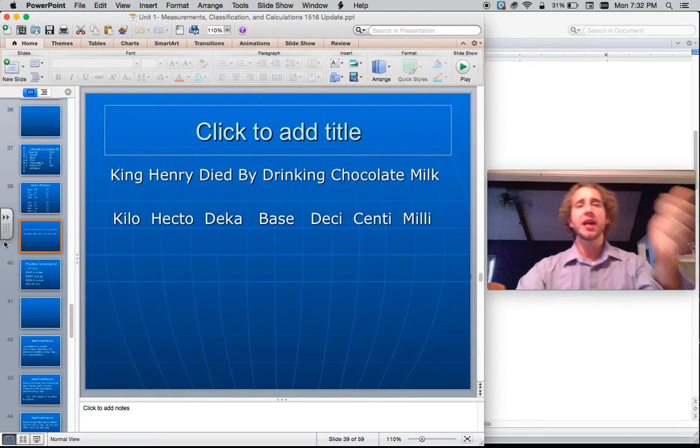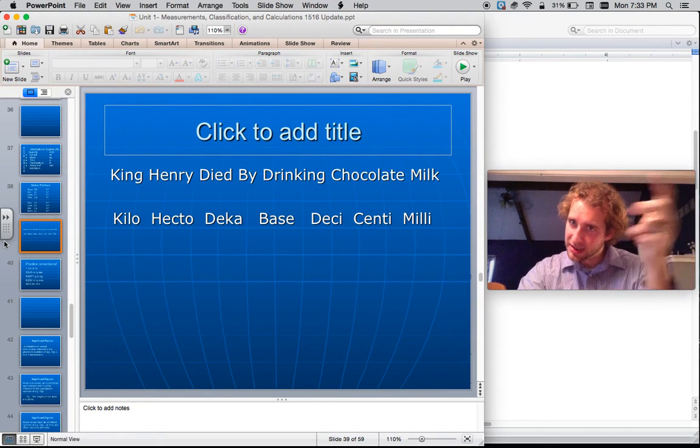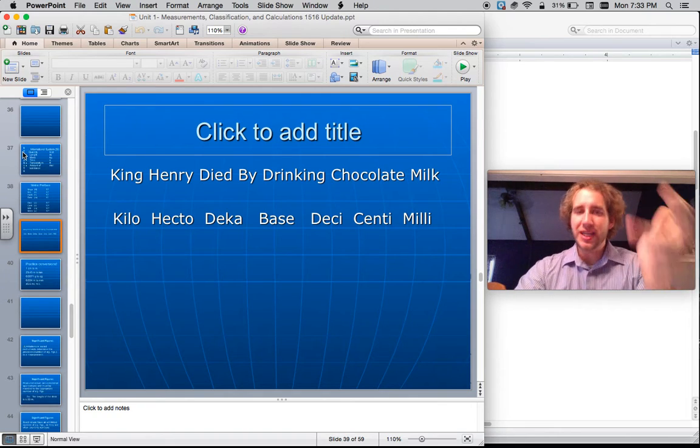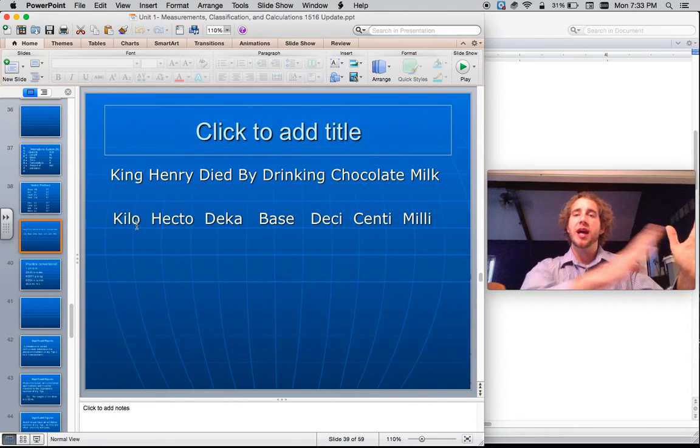Yeah, so King, kilo, Henry, hecto, died, deca, by, base, there's your base, like meter or liter or seconds, drinking, deci, chocolate, centi, milk, milli. Now, the way we've got this written is from largest units down to our smallest units.